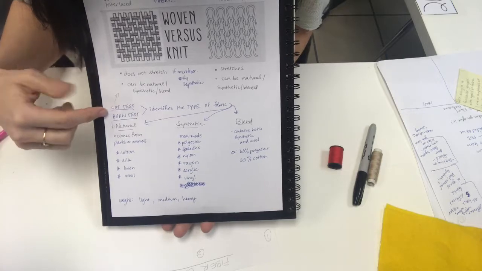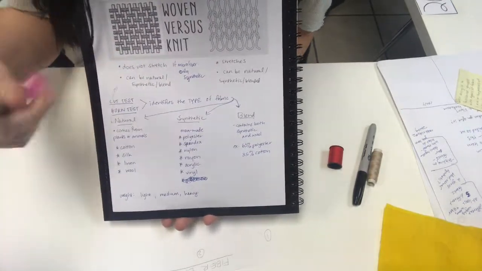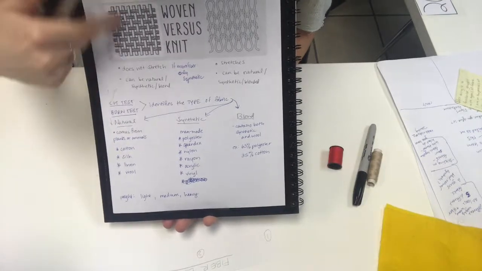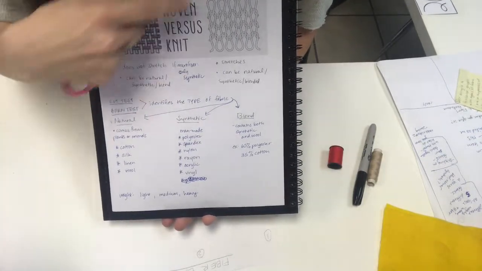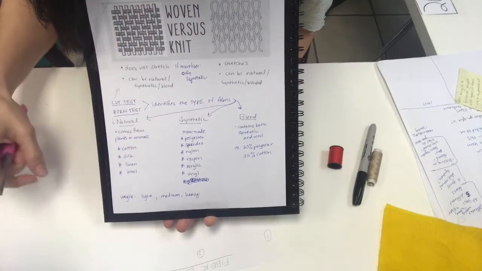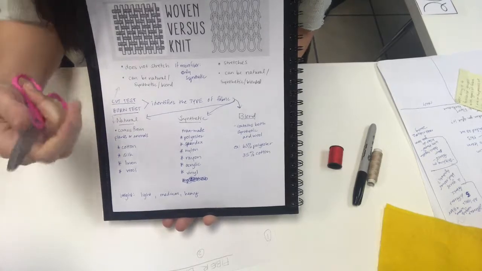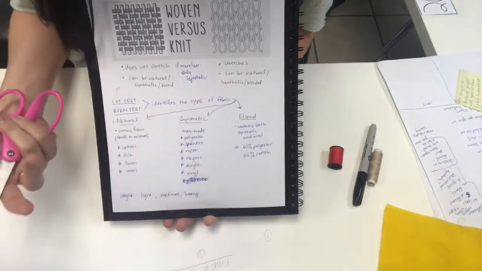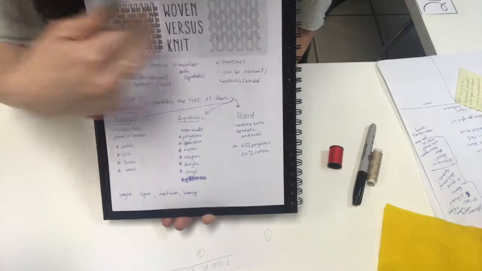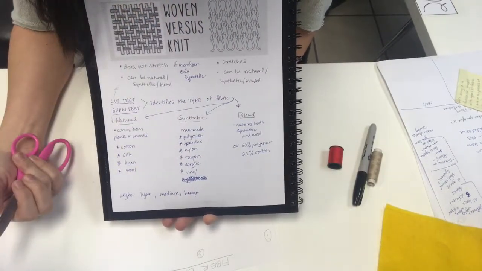You can test these through a cut test. When you are cutting things that fray, typically they are woven, and when they're knit, typically they do not. Also, if they are a natural fiber, a lot of times they will fray, and if they are synthetic, they will not. But that also depends on the type of weave that they have, okay?